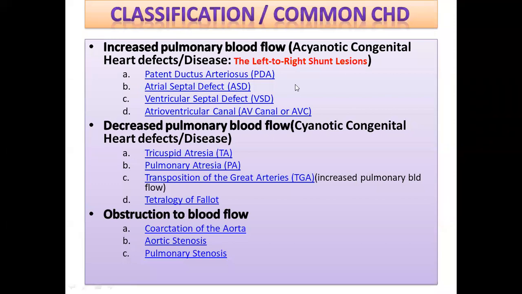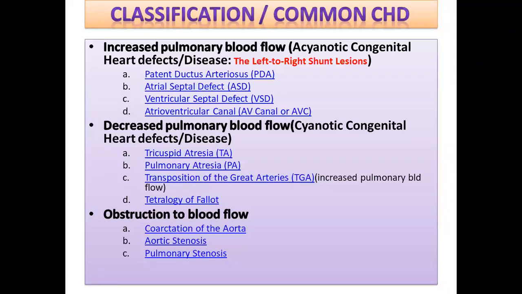Next we are moving to the increased pulmonary blood flow. We can say left-to-right shunt lesions are present. The first is patent ductus arteriosus, atrial septal defect, ventricular septal defect, and atrioventricular canal defects. Decreased pulmonary blood flow includes tricuspid atresia, pulmonary atresia, transposition of great arteries, then tetralogy of Fallot. Then obstruction to blood flow includes coarctation of aorta, aortic stenosis, and pulmonary stenosis.